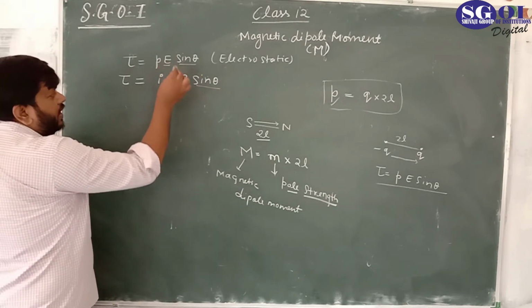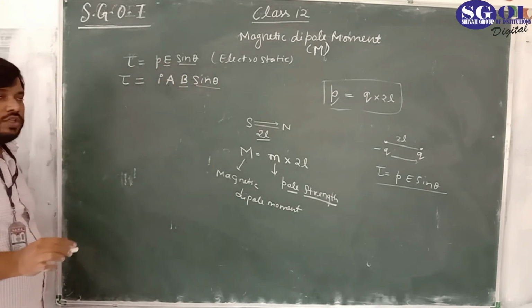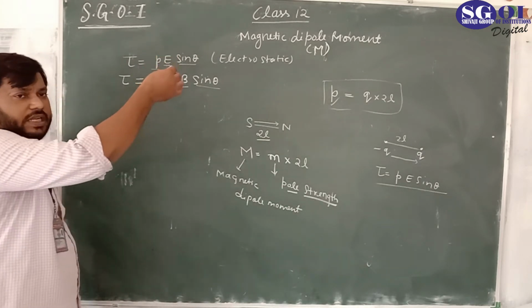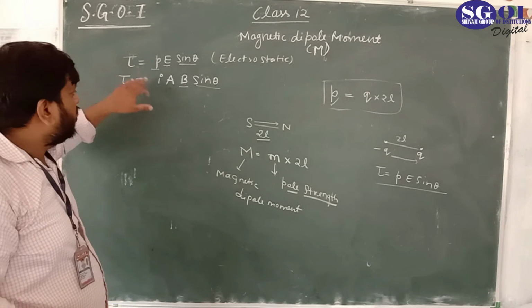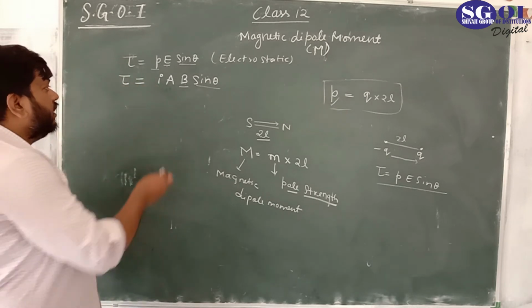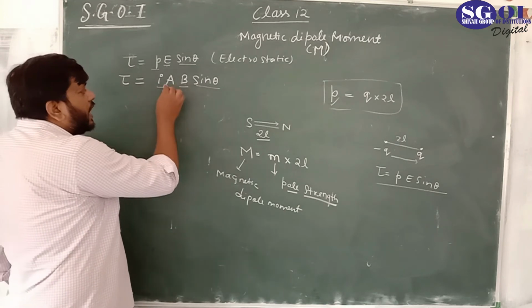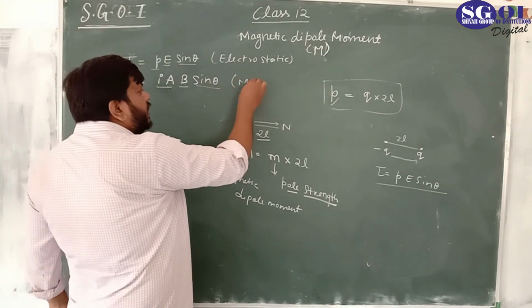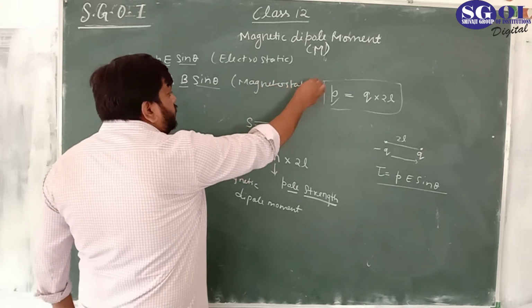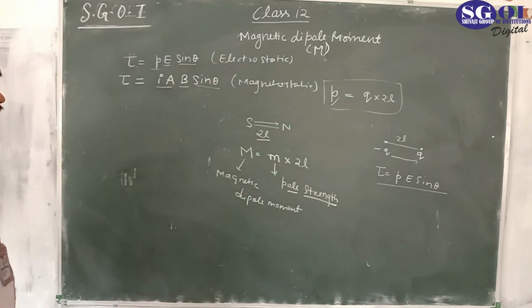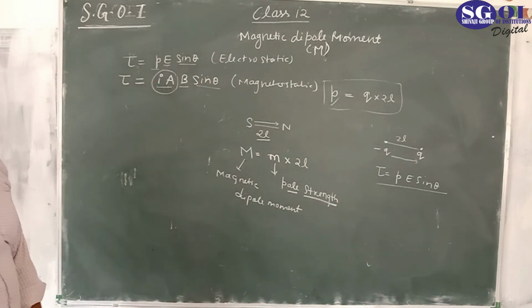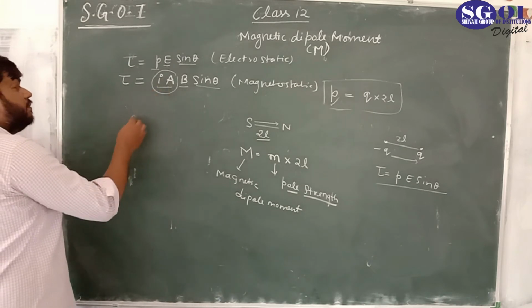Now here you are seeing that this is sin theta, this is sin theta. This is E, in place of E there is B. So in place of B in the electrostatic formula of the torque, what is here in the magnetostatic? It is IA. This is in magnetostatic. So it is IA. So this is what? This is the electric dipole moment. This is what? This is the magnetic dipole.